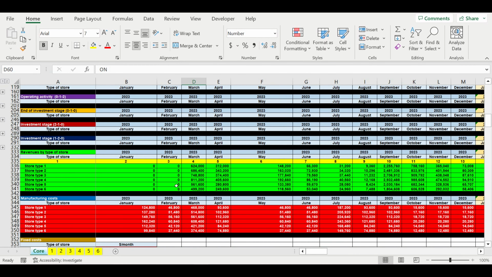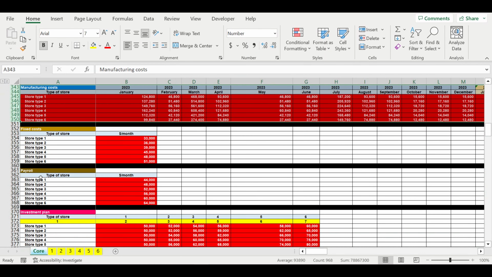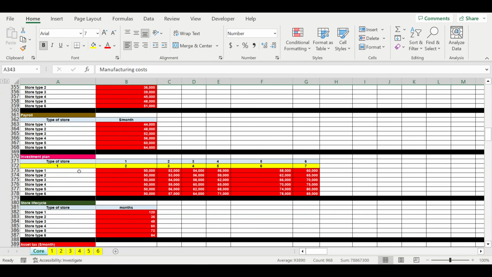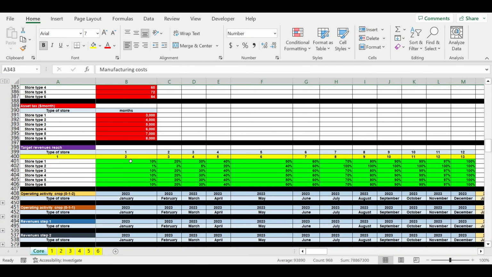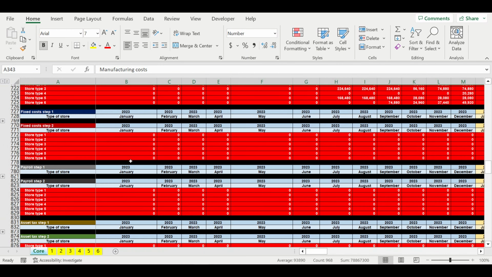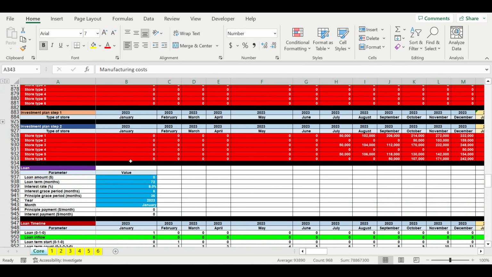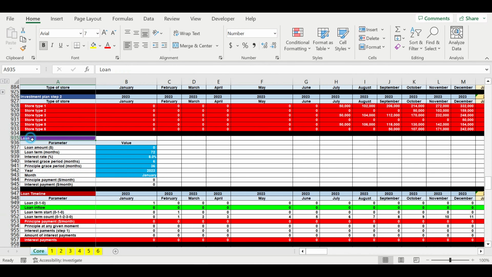Then we are calculating the revenues for the chain, manufacturing costs for the chain. Then we are consolidating the data. Then we're adding the loan to our project. So here we can specify the amount of loan, term of loan, interest rate, grace period for interest payments, grace period for principal payments, when we get this loan, year and month.